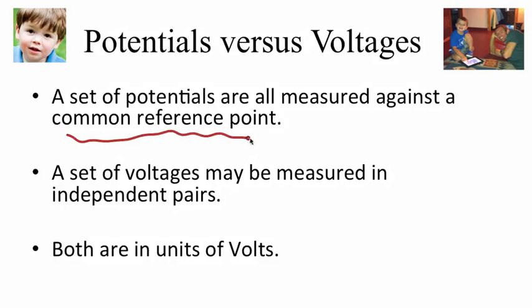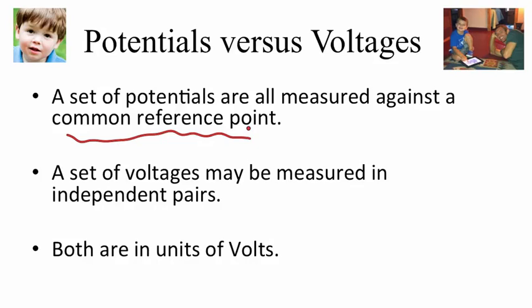People like to describe the common reference point as being at infinity, because conceptually it's nice to think of the common reference point as being a long way away and thus not affected by being in any particular place. That doesn't have to be true. The common reference point can be anywhere, but it is at some particular place, and all the potentials are measured against that common reference point.